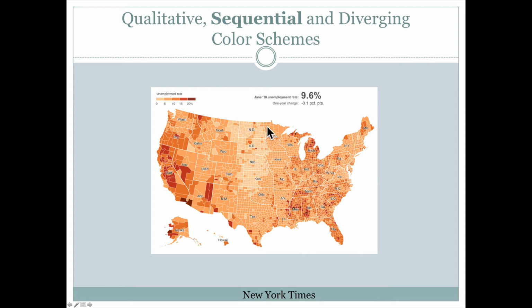And here's an example of a sequential map that's showing unemployment back in June of 2010. And we can clearly see where unemployment rates are lower, and then where unemployment rates are higher, both at a national and a more local or regional level. And all we're doing here is we're starting out with a light orange, and then we're going to a very dark orange by varying both the saturation and the darkness of that color. So once again, you can think about that in terms of the HSV color scale.